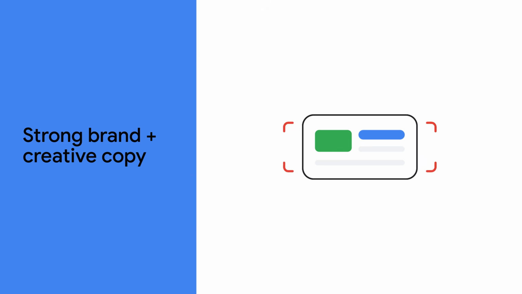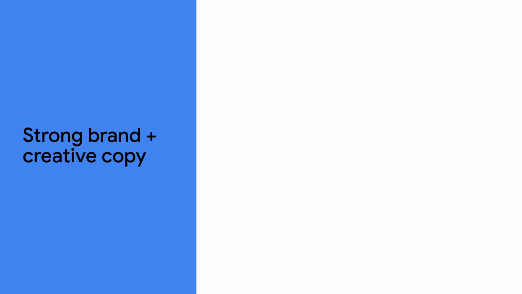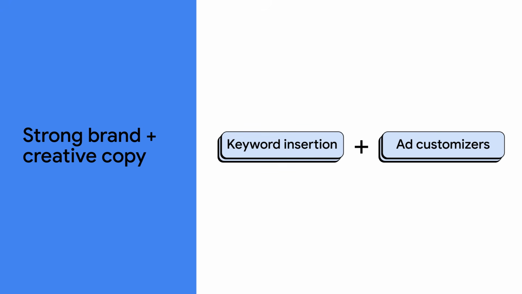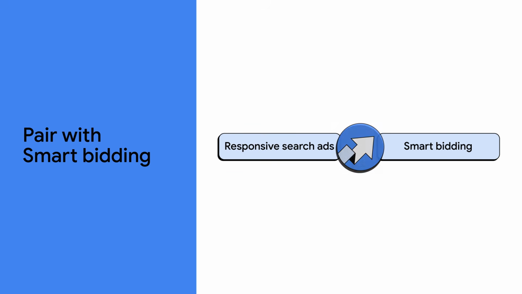Make sure to have a strong brand with your messaging, but don't be afraid to get creative with your ad copy. Use tools like keyword insertion and ad customizers if you have a lot of ads to maintain. Pair responsive search ads with smart bidding to further your reach.